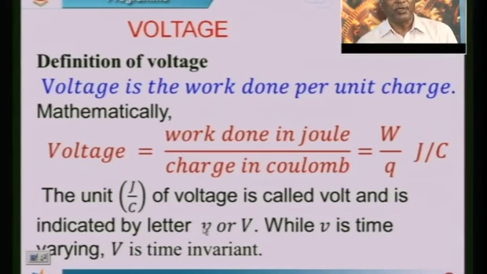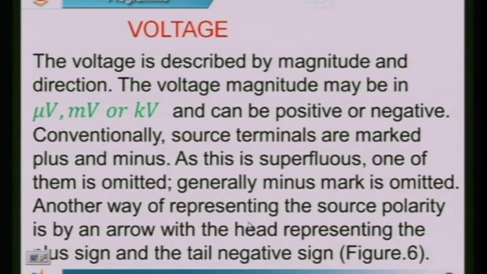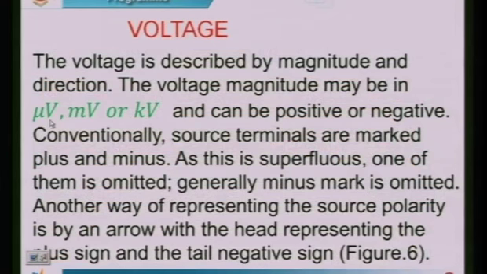Small v is a time variant representation, while capital V is time invariant. The voltage is described both in magnitude and direction. The voltage magnitude may be in microvolt, millivolt, or say kV. The electrical signals that you come across in say bodies or communication signals will be in millivolt, while the voltage of transmission may be in kV. Often it will be represented in volt also, like for domestic purpose, 230 volts is being used.